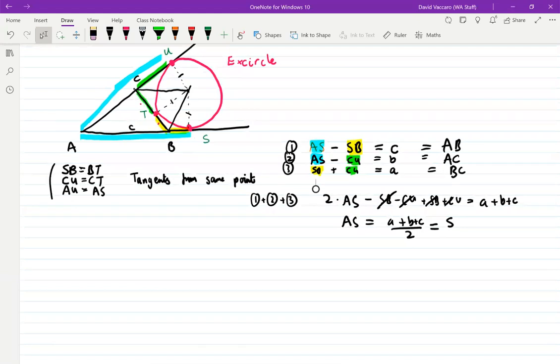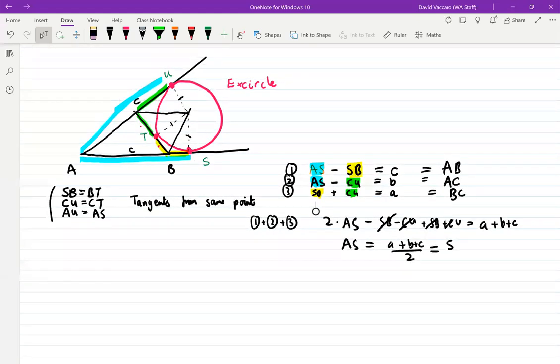So this long blue length is equal to S, and then my little length BS is AS minus C, so that's S minus C. And my length CT, or CU, is AU minus B, so that's S minus B.